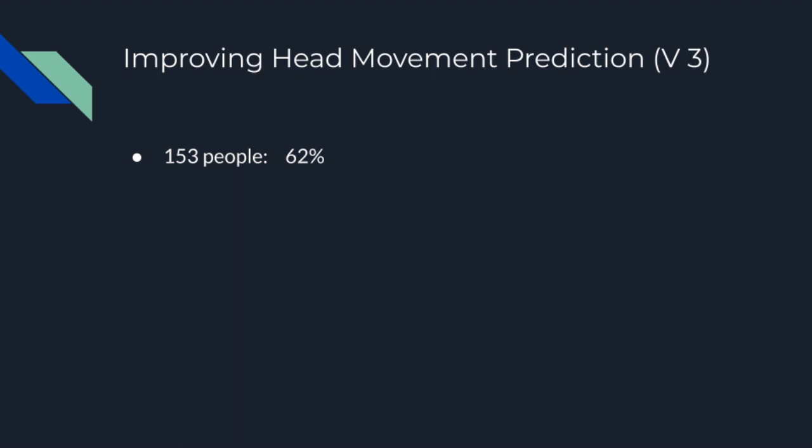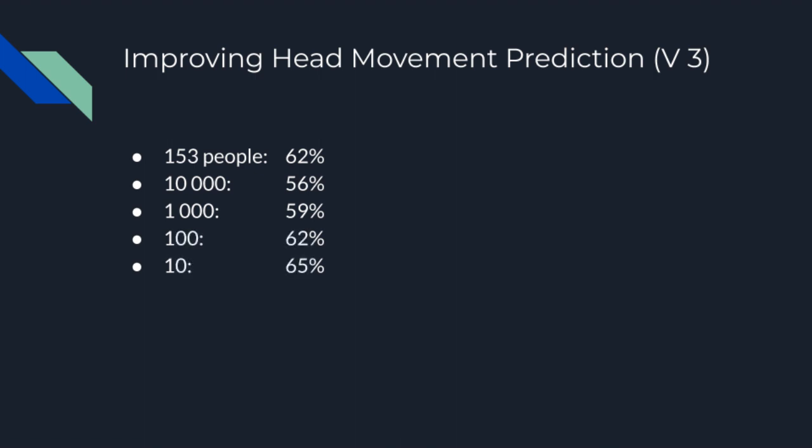Seeing this, I thought, what would happen if I go lower? So I started lowering the people while testing. 10,000, 56%. Pretty much the same as 36,000. 1,000, 59%. Maybe there is something going on here. 100, 62%. 10, 65. 3, 68. 1?